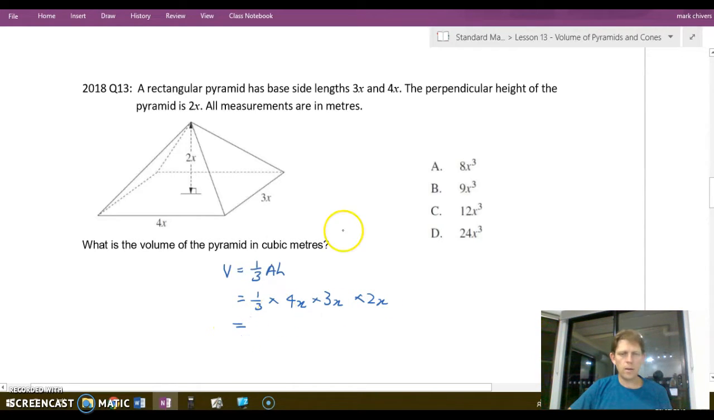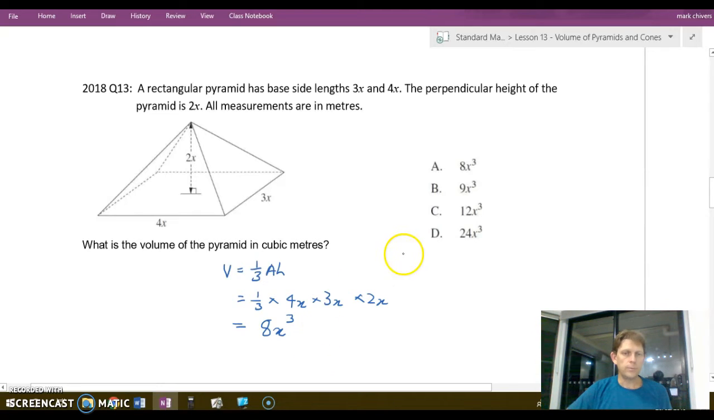So you can work this out however way you want to. You could look at a third of 3 is 1 and then just go, well, 1 times 4 times 2 is 8. Or you could work out 4 times 3, which is 12, and multiply that by 2 is 24. A third of 24 is 8. You could even use your calculator for this one. Just ignore the x and plug in a third times 4 times 3 times 2, and it will still give you the value of 8, and you'll just have to remember to leave the x cubed on there.